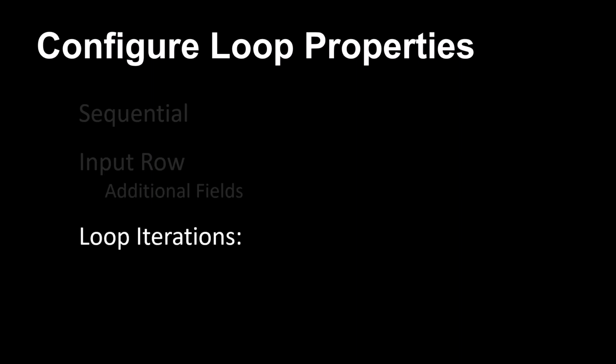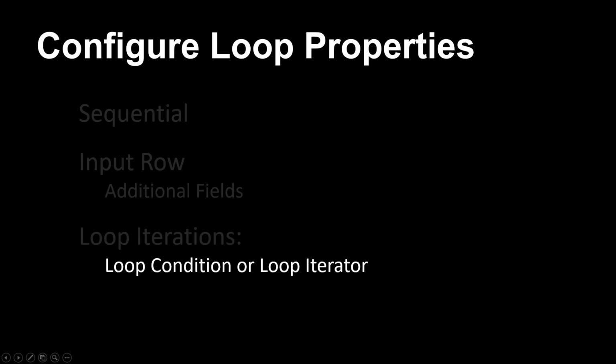The number of loop iterations depends on a loop condition or a loop iterator. The start loop step provides a dynamic condition block. Based on the output of the condition, the loop routes the input row to either continue to the next row in case of condition failure, or performs the loop steps in case of condition success.